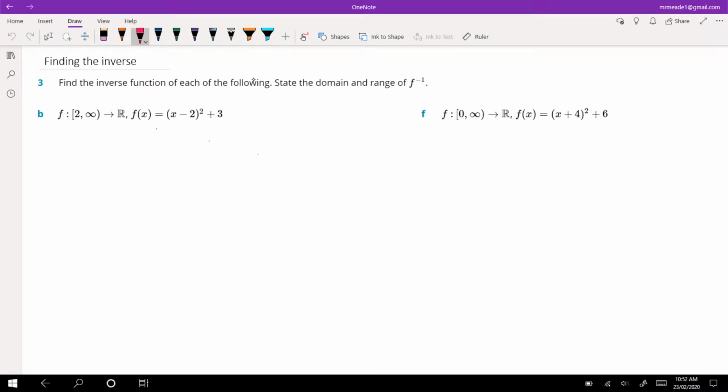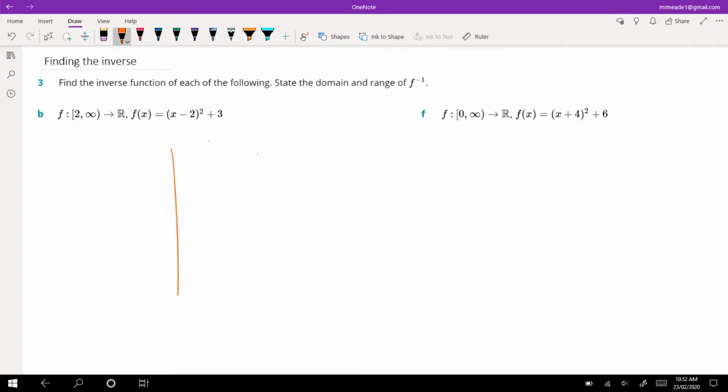When finding the inverse of a function, it has to be a one-to-one function. So you can see the following two examples are parabolas. If we restrict the domain, we can turn these into one-to-one functions and then find the inverse. The first function we've got is, from 2 to infinity, of (x minus 2) all squared plus 3.